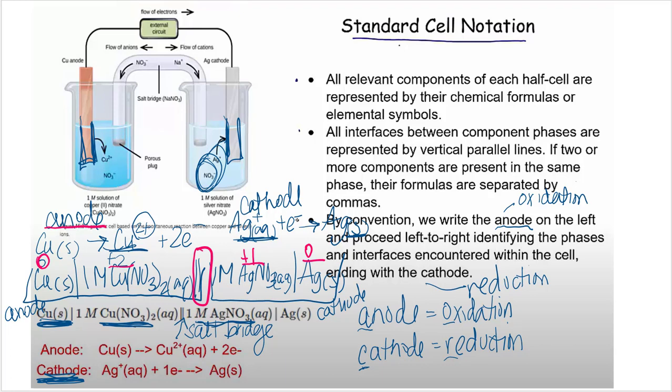I also want to emphasize that we do not balance the equation in the standard cell notation. In other words, I don't put the coefficients in there. There's no 2 in front of the silver, even though I know overall that reaction would need to be balanced with coefficients. But we do not include coefficients to balance equations in the standard cell notation.